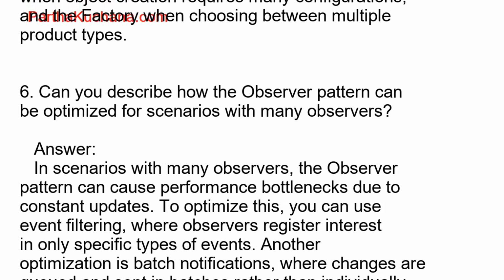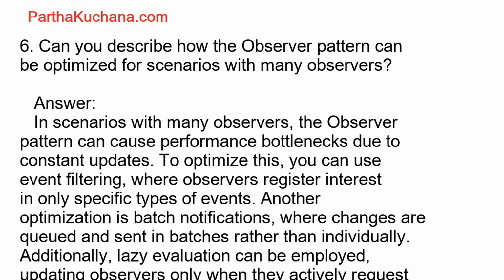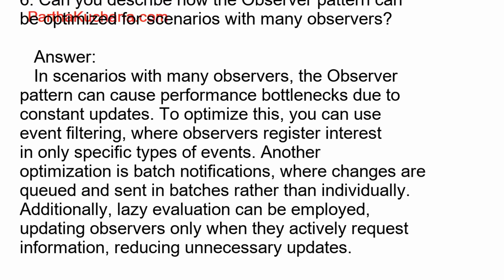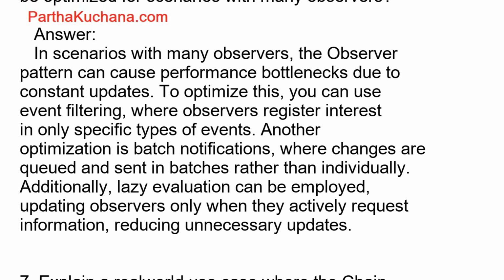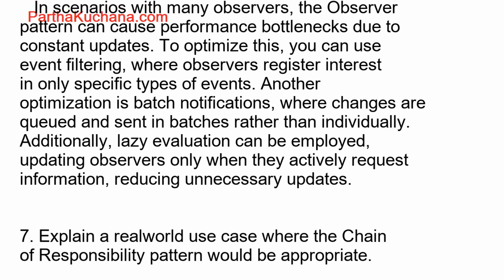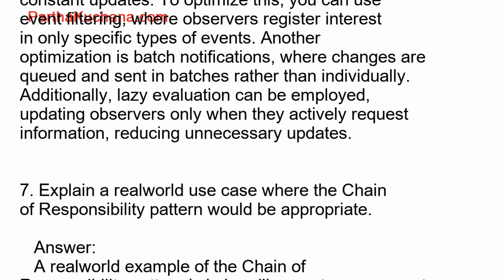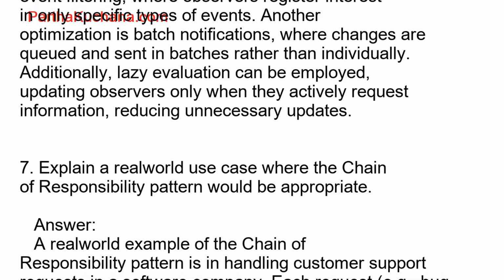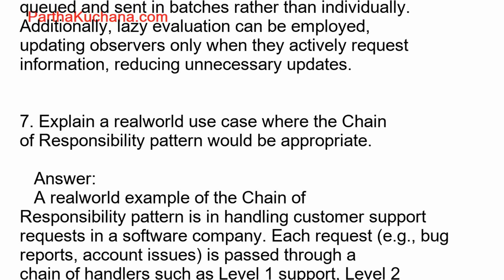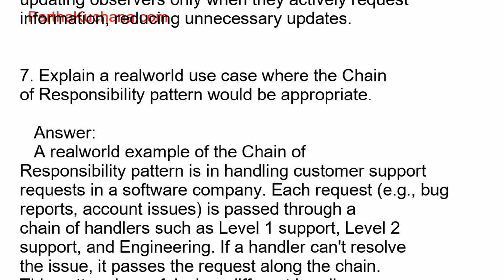7. Explain a real-world use case where the chain of responsibility pattern would be appropriate. Answer. A real-world example of the chain of responsibility pattern is in handling customer support requests in a software company. Each request, e.g., bug reports, account issues, is passed through a chain of handlers such as Level 1 support, Level 2 support, and engineering. If a handler can't resolve the issue, it passes the request along the chain. This pattern is useful when different handlers need to handle the same request and the handlers are dynamically ordered or replaced.